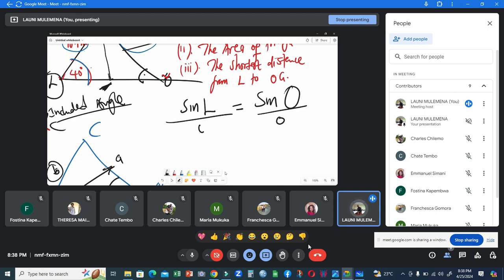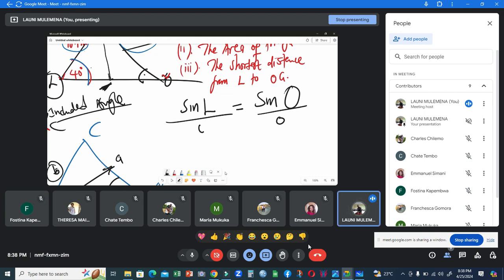Madam Faustina, are you okay so far? Yes, sir, I'm fine. Though on this same formula, is this the actual formula when calculating sine, or you just use the letters in the question, the O and L? Okay. All right. Thank you very much.